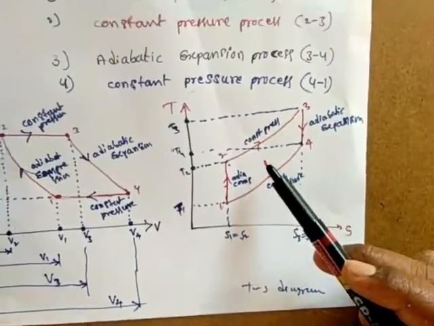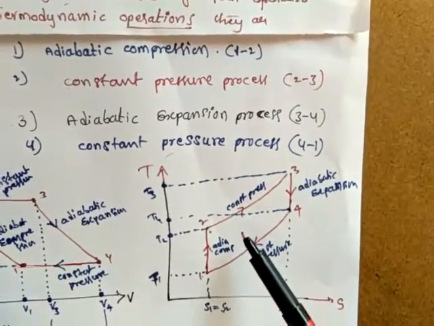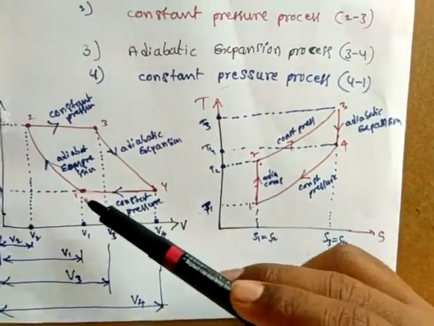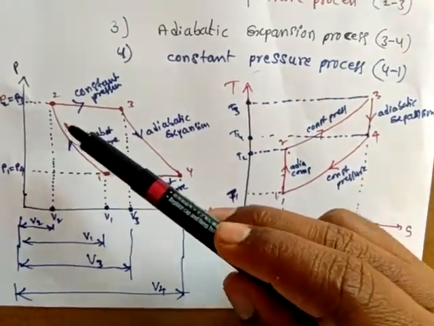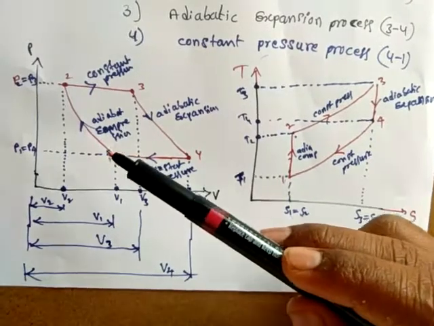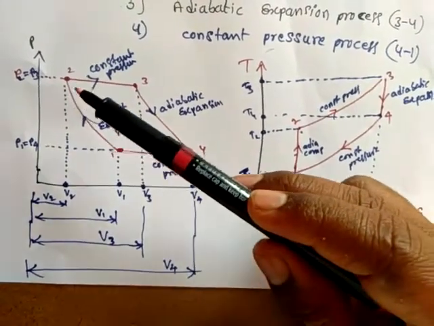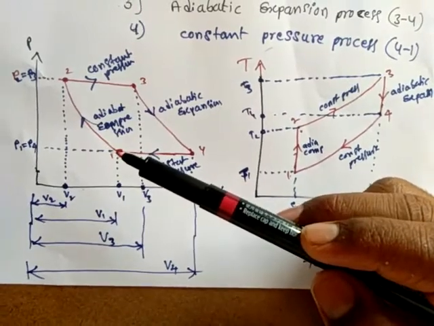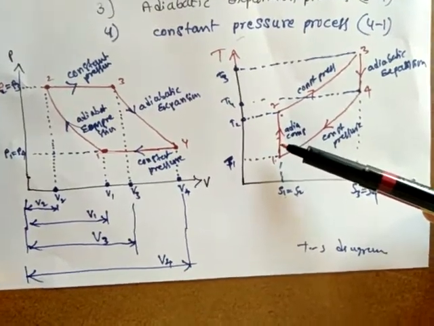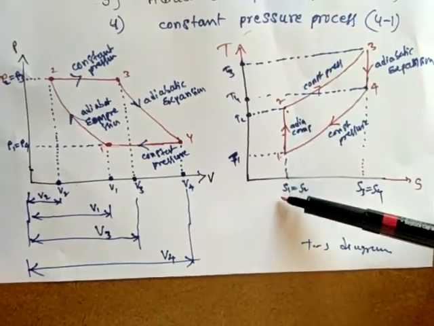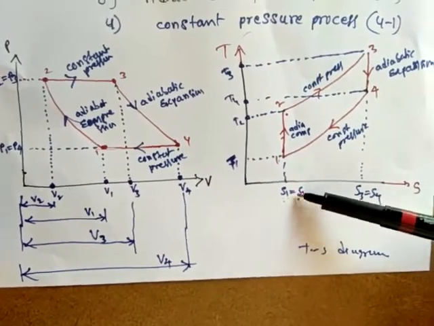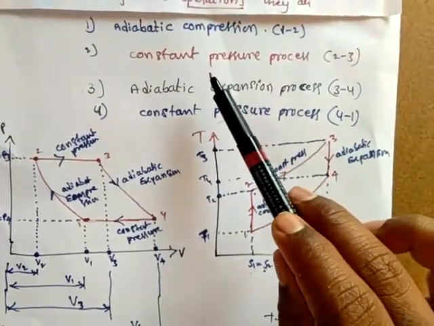Coming to the TS diagram, let us see how to draw the TS diagram by using these four operations. First operation is adiabatic compression process. In PV diagram, it is a curved line, 1 to 2. So in TS diagram, it should be a straight line. In adiabatic process, entropy is constant, means S is constant. Entropy at point 1 should be equal to entropy at point 2, so S1 is equal to S2. Next, coming to second process, constant pressure process.